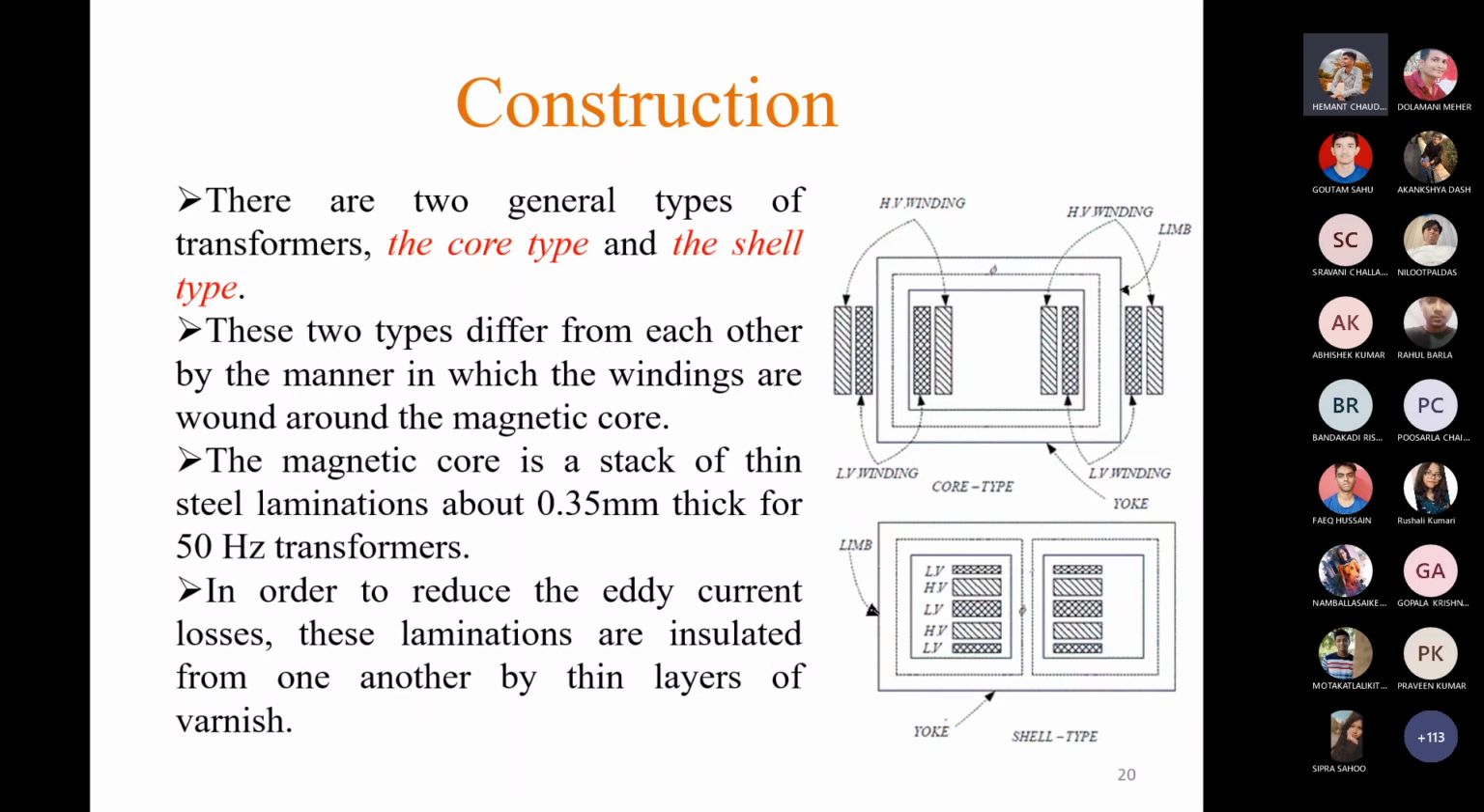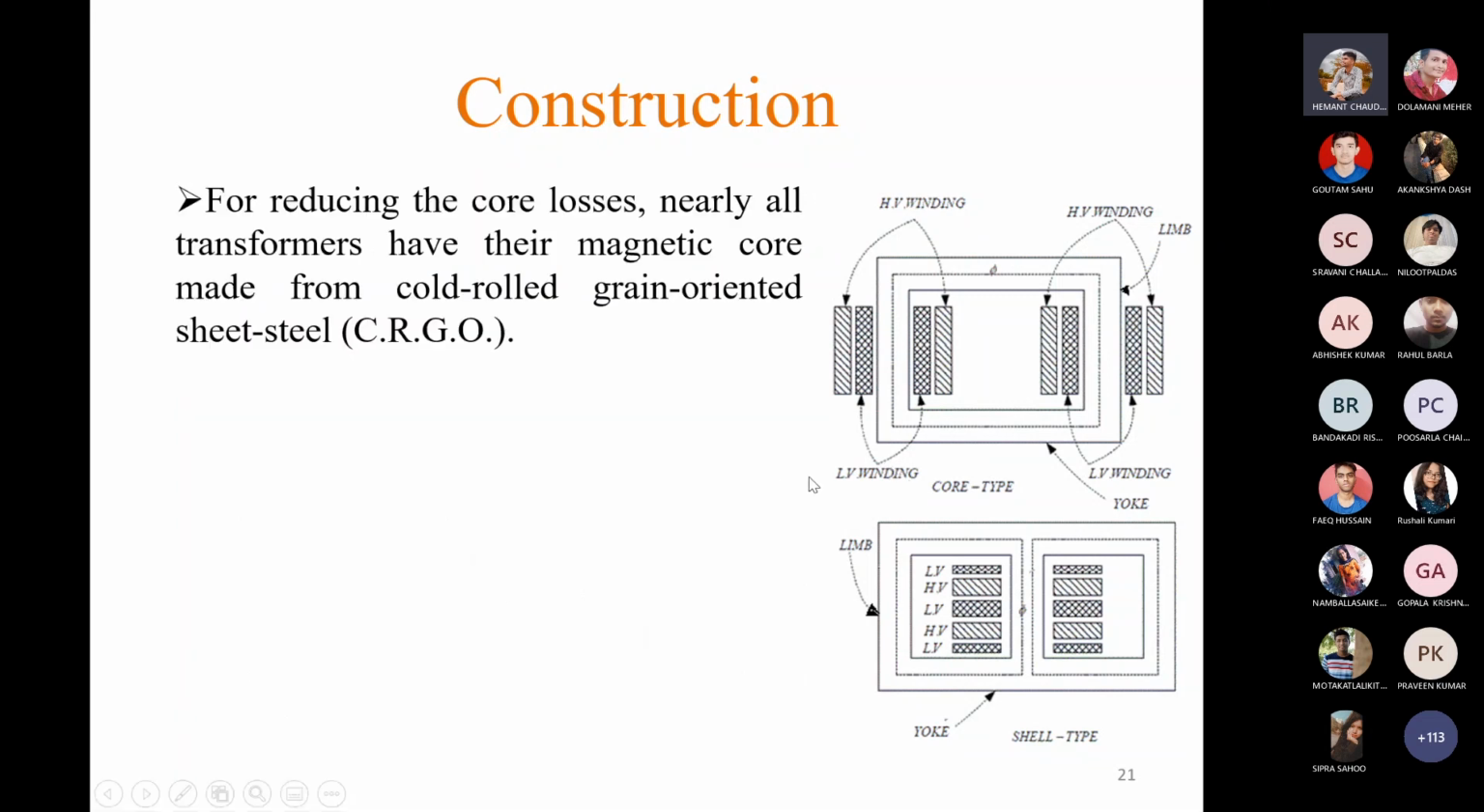Here, these two types are different from each other in how the windings are placed on the limbs or legs. In case of core type, you can see two legs are used to place the windings, but in case of shell type, only one leg is used to place the windings.